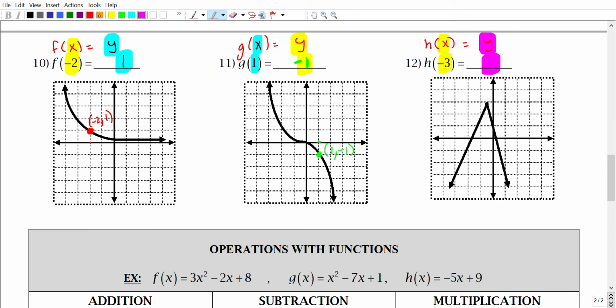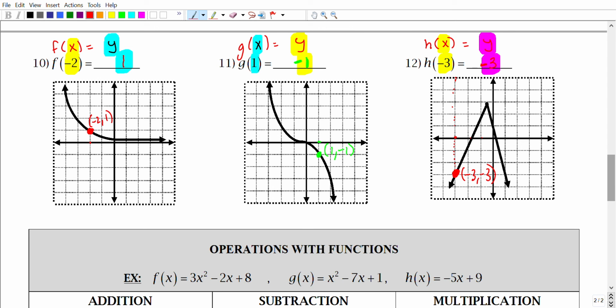So let's take a look at our graph. If I go to the left 3, so I go 1, 2, 3. Okay, now where's my graph? Is it up here? No, it's not up there. It's down here. Right there. So what is that ordered pair? That's -3. And I also went down 3, so that's another -3. So my final answer here is -3.